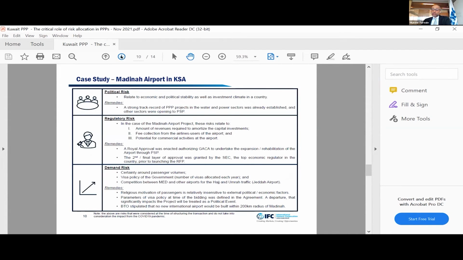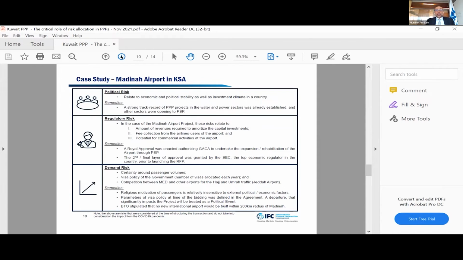So first and foremost is the political risk. Political risk is the risk of operating in a particular country. Do you have a stable economic and political environment? And in the case of Kingdom Saudi Arabia, they already had a good, strong track record in water and power sectors. Investors were comfortable investing $1.2, $1.3 billion, as I said, in terms of this airport. So from that perspective, it was a good candidate for PPPs because the political risk appetite was there.